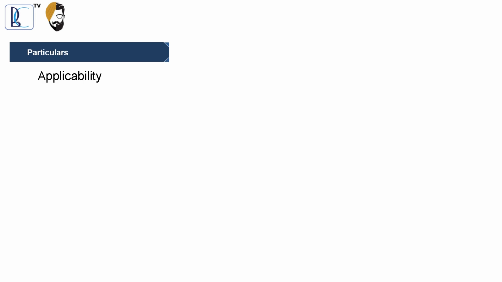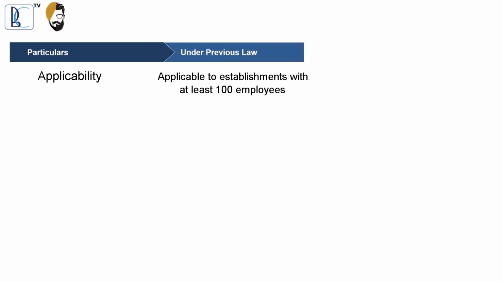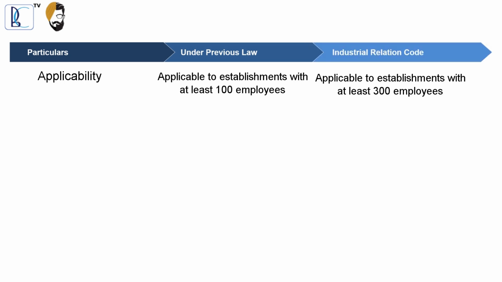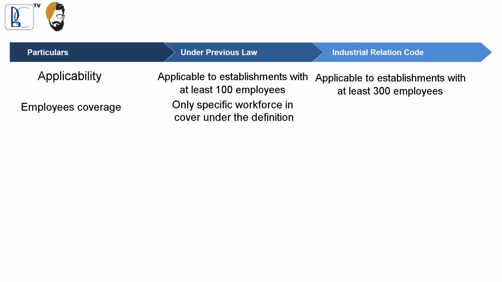Applicability. Under previous law, it was applicable to establishments with at least 100 employees. Under the Industrial Relations Code, it is applicable to establishments with at least 300 employees. Employee coverage: previously, only a specific workforce was covered under the definition. Now all employees, whether skilled, unskilled, or working at any position, are covered in this definition.